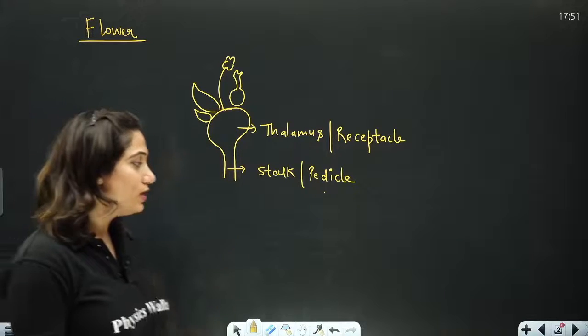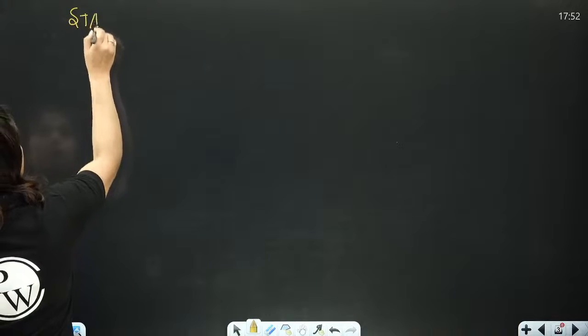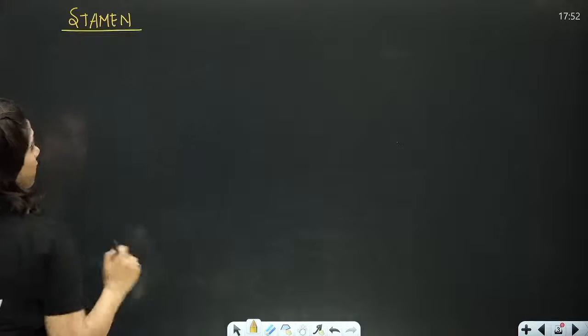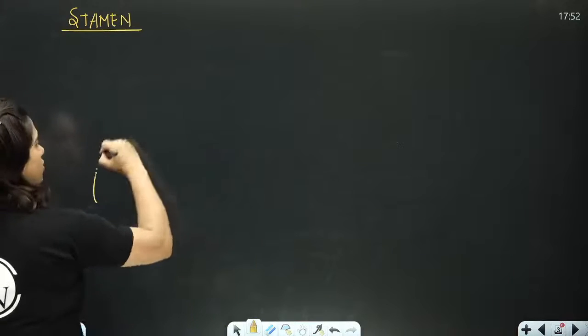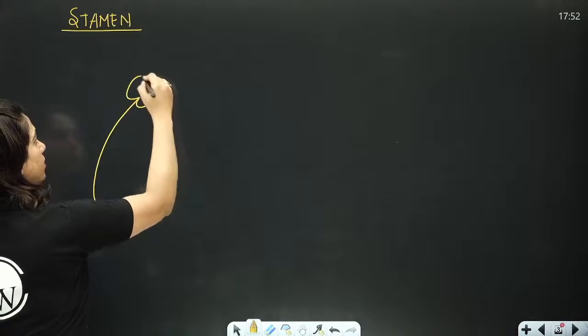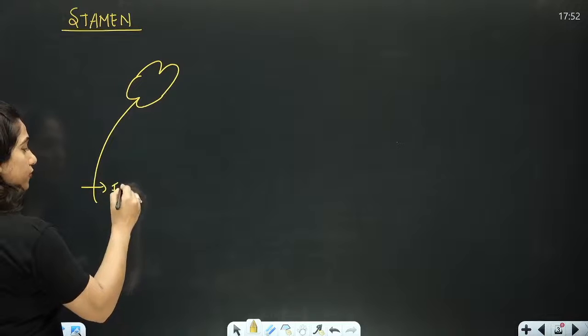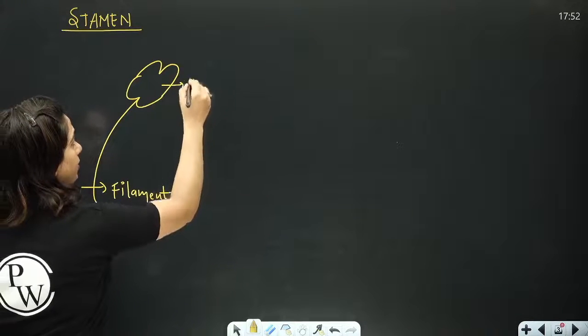So we are going to deal with the stamen first. Stamen is the male reproductive unit in the plant. So let's draw the typical diagram of a stamen. This is the filament and this is the anther.